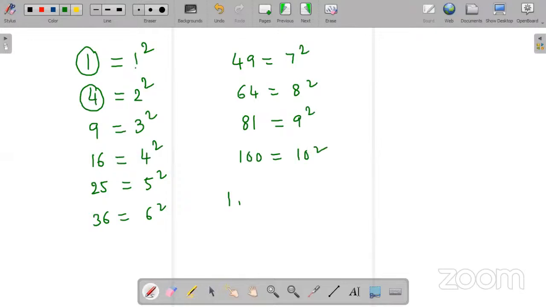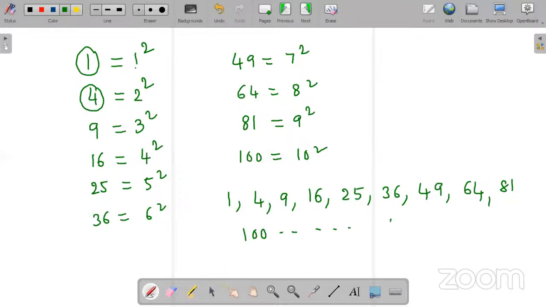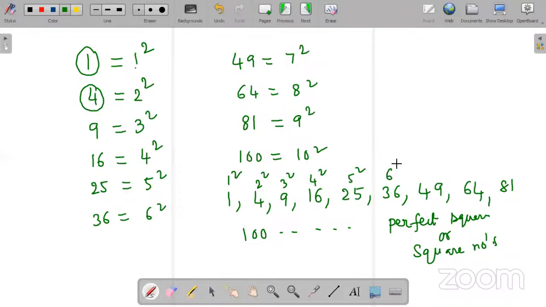So that's why 1, 4, 9, 16, 25, 36, 49, 64, 81, 100 and so on are called perfect squares. Perfect squares are square numbers. I hope that is clear. This is 1 square, this is 2 square, 3 square, 4 square, 5 square, 6 square, 7 square, 8 square, 9 square, 10 square, and so on.